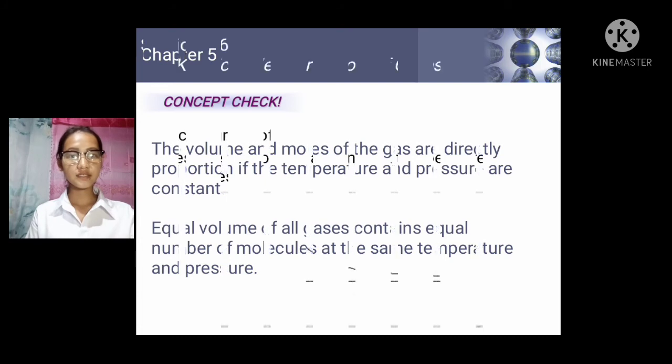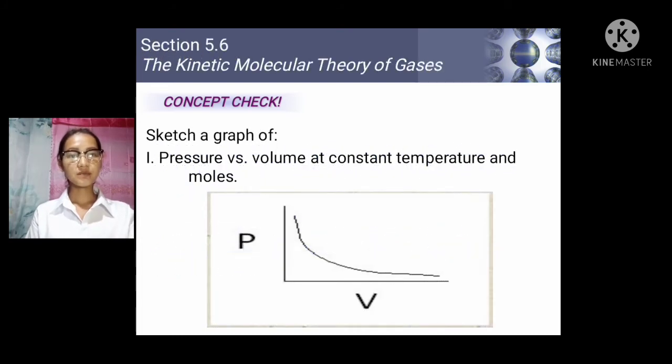So next is the concept check: sketch a graph. First is pressure versus volume at constant temperature and moles. This is the graph of pressure versus volume. The graph states that temperature and moles are constant. This means that we are dealing with Boyle's law, which states that pressure is inversely proportional to volume. Inversely proportional means that the pressure increases as volume decreases and vice versa.